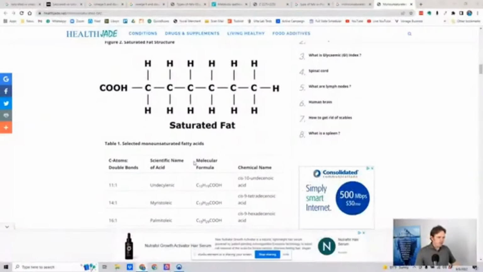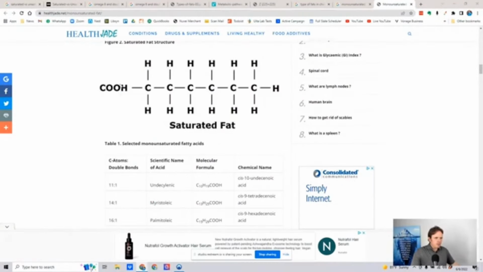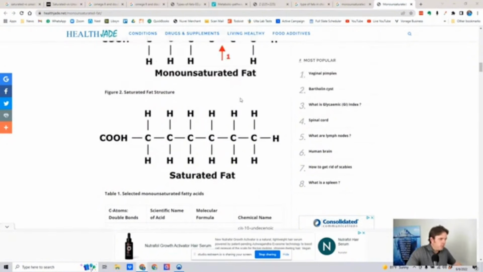Okay, first off, here's your saturated fatty acid. See the carbon right here? So we have this carbon, this hydroxyl group. We have carbon, bond to carbon, bond to carbon, bond to carbon. You can see single bonds all in between. These carbons are saturated, hence saturated fatty acids. So saturated fatty acids get the name from the actual chemical structure.